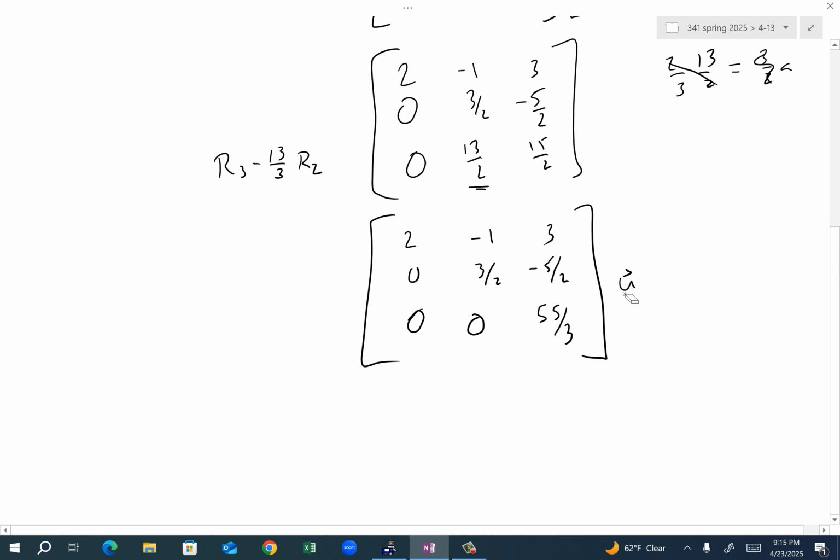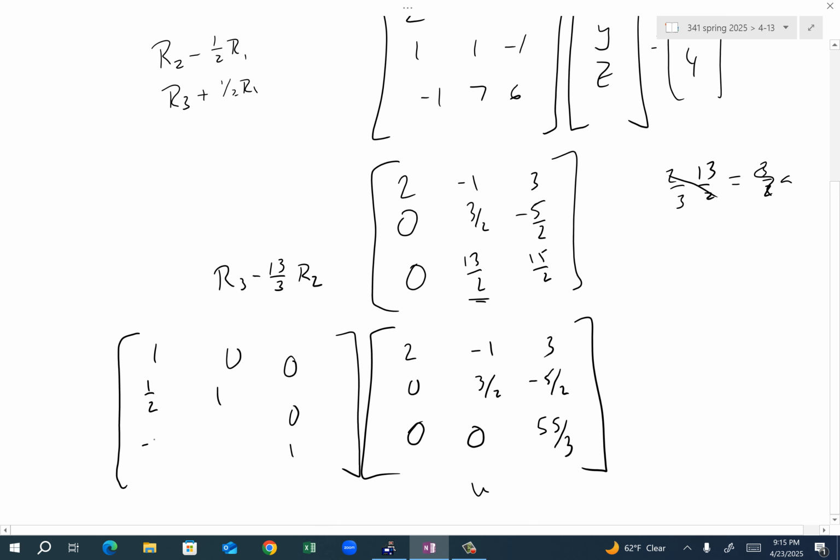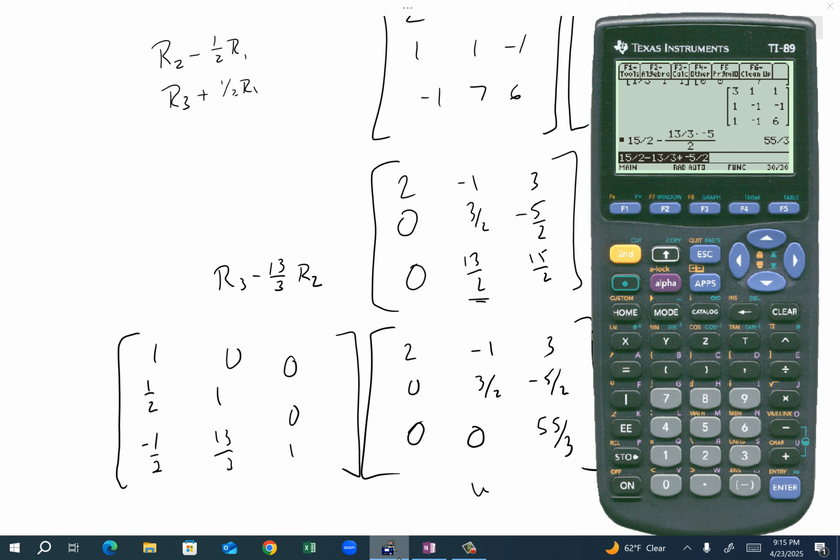No, it's not a vector. Quit writing vector. It's a U matrix. Ta-da! And then we need our L matrix. Again, our L is easy. It's 1, 1, 0, 0, 0, 0. There it is. And then you're going to have positive a half, negative a half, and then 13 thirds. If all is right in the world, this will equal what we started with. So let's check it real quick. Remember, matrix multiplication is not commutative, so don't try to do it backwards. It won't work.